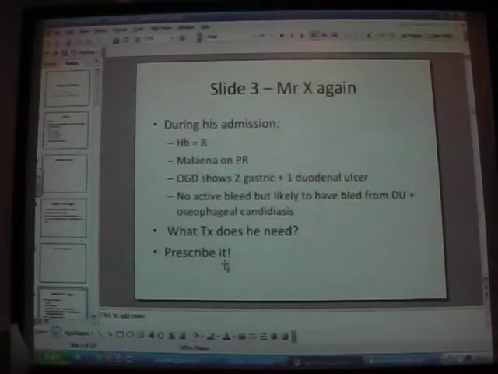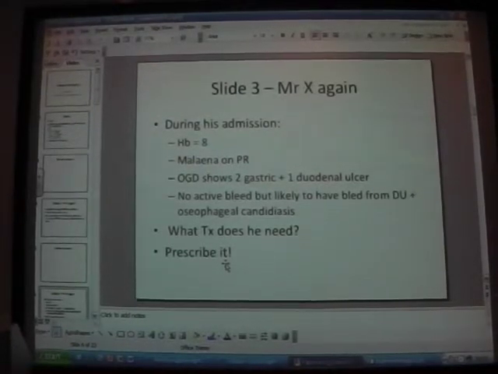Okay, we're still with Mr. X. We're still with our same guy. During his admission, his hemoglobin drops to 8. You do a thorough examination and you discover that he's had some melaena as well. So you organised an OGD which discovered he had gastric and duodenal ulcers. And this was because he'd been started on aspirin recently, only a week ago, with no PPI cover.